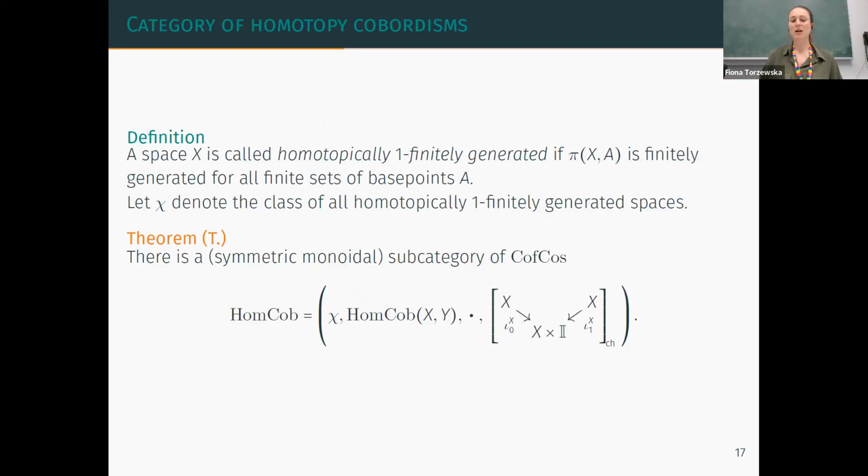Okay, and now we're going to add a finiteness condition. We say space X is homotopically one finitely generated if this Pi(X, A), the full subgroupoid of the fundamental groupoid with base points A, a finite set. So what we're essentially saying is that the fundamental groupoid is always finitely generated if we choose some subcategory with a finite number of objects. So these spaces aren't allowed to get too wild here.